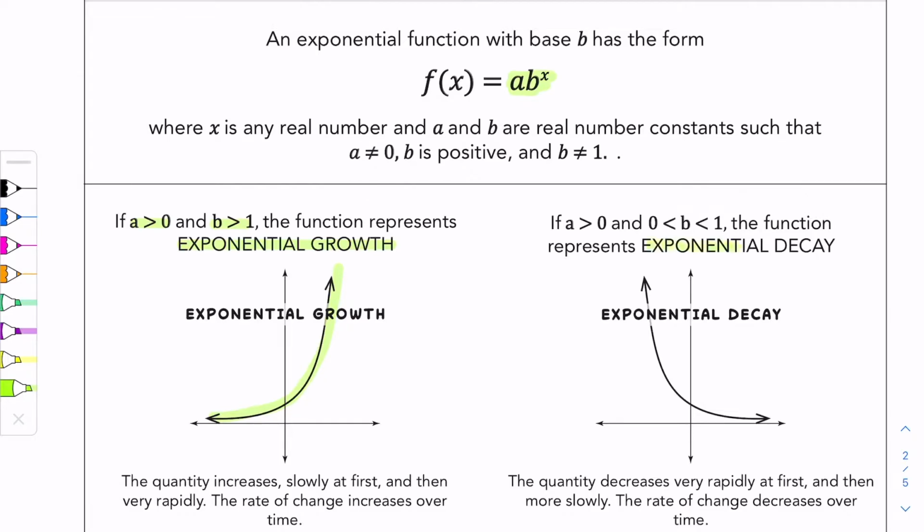Exponential decay is when your a value is greater than 0 and your b value is between 0 and 1. In this case, the quantity decreases very rapidly at first, and then it starts to slow down. In either case, for both of these parent functions, the horizontal asymptote, abbreviated HA, is always going to be at y equals 0. So until that graph shifts up or down, that's where the horizontal asymptote is.